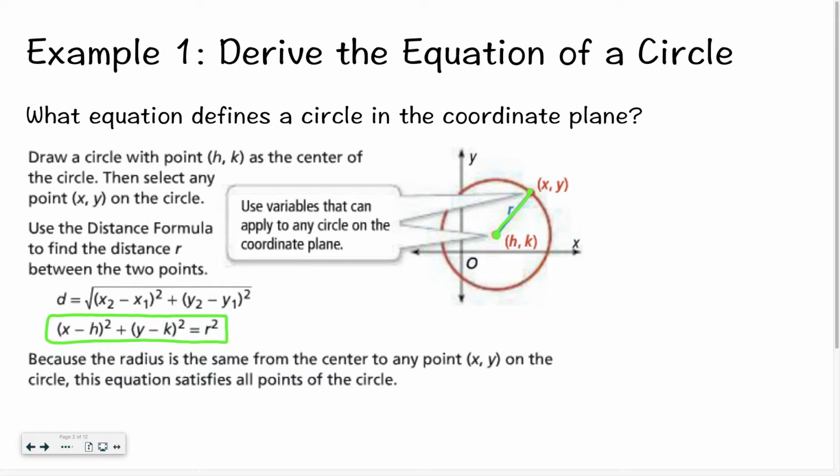So we have x minus, we use h instead of x1 or x2, and then that whole thing squared, plus y minus k squared, equals r squared. And h, k is the center of our circle. That's why there's an h here and a k. So if you remember that it's really similar to the distance formula, you should be good with remembering it later on as well.